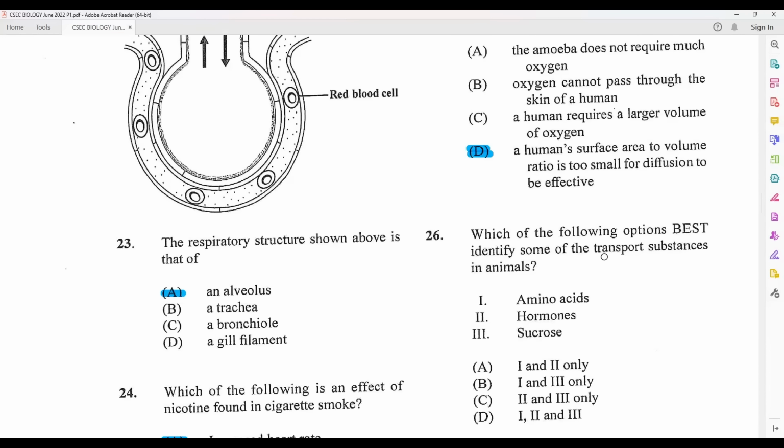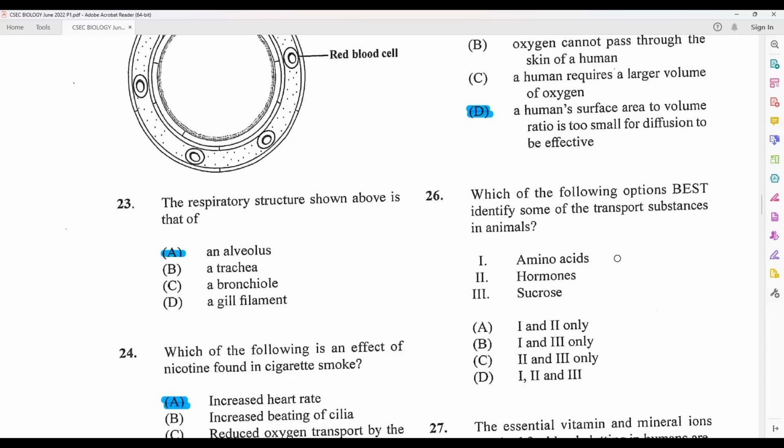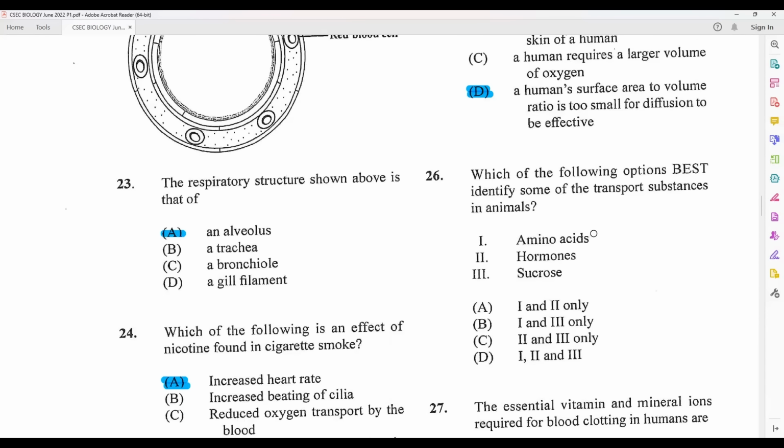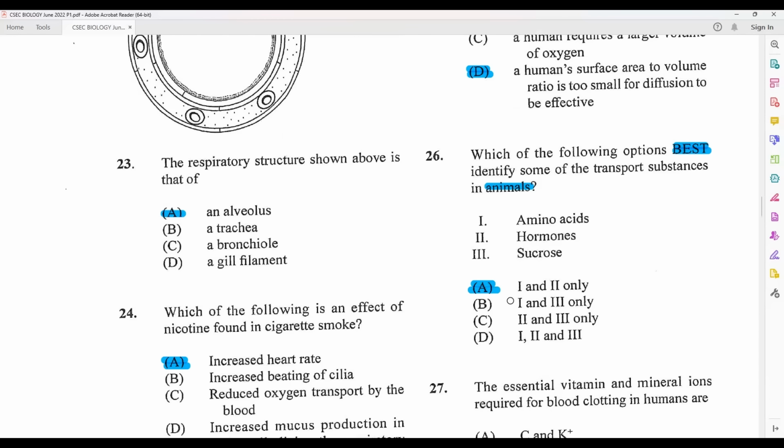Which of the following options best identifies some of the transport substances in animals? Amino acids, yes, that's transported. They ask for the best. Hormones, of course, that's transported. Things like adrenaline, norepinephrine, and testosterone. These hormones are transported. Sucrose, oh no, sucrose. We aren't plants. They have told us animals. Sucrose would have been good for plants. So 1 and 2 are what we are looking for, which makes the answer A.